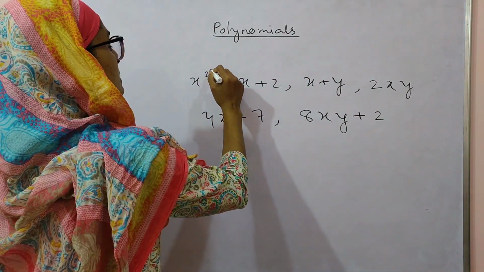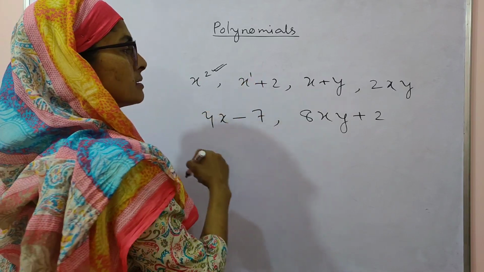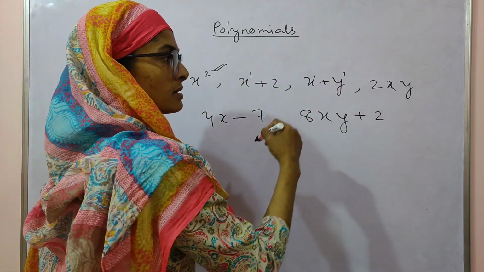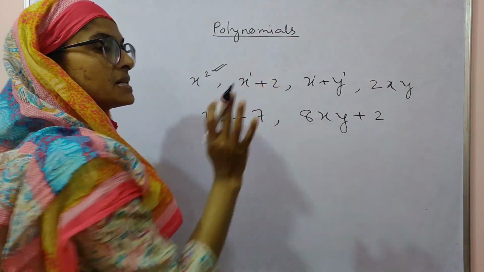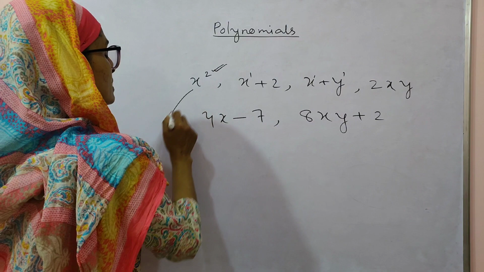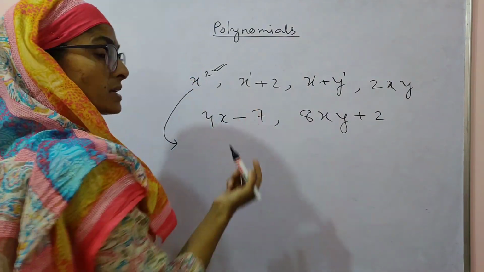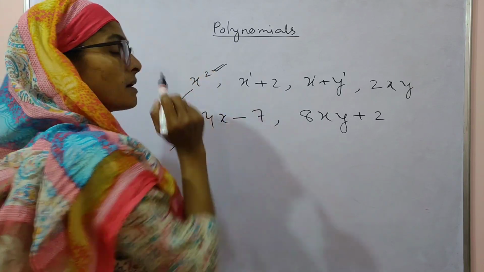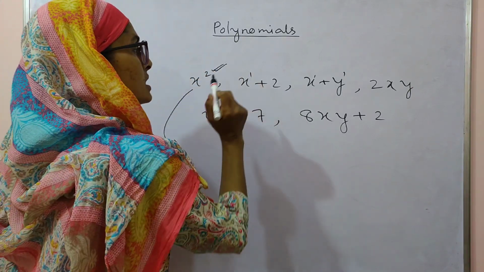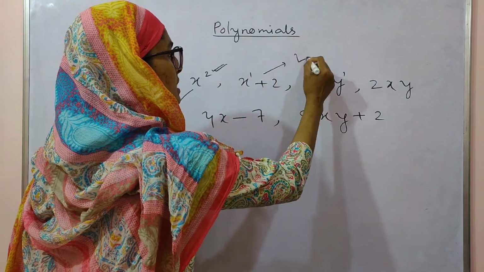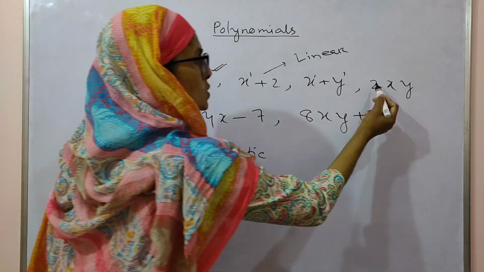So here the power is 2, the exponent is 2; here the power is 1, here power 1, power 1, here 1 and 1. So here are various types of algebraic expressions. This one is a quadratic polynomial in one variable, quadratic because here the power is 2. This one has power 1, so this one is linear, and this one is a quadratic polynomial.